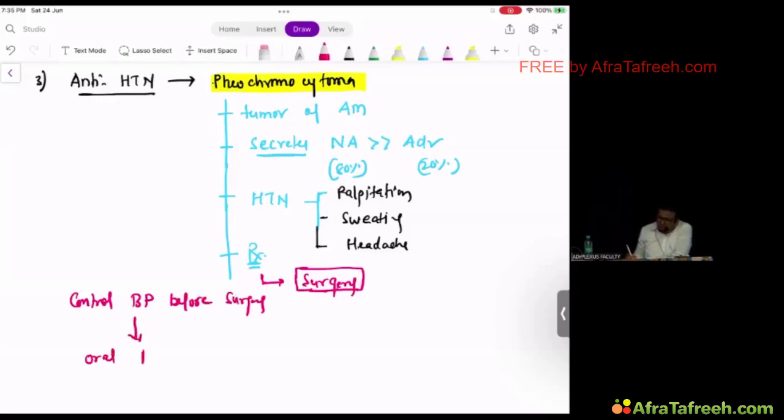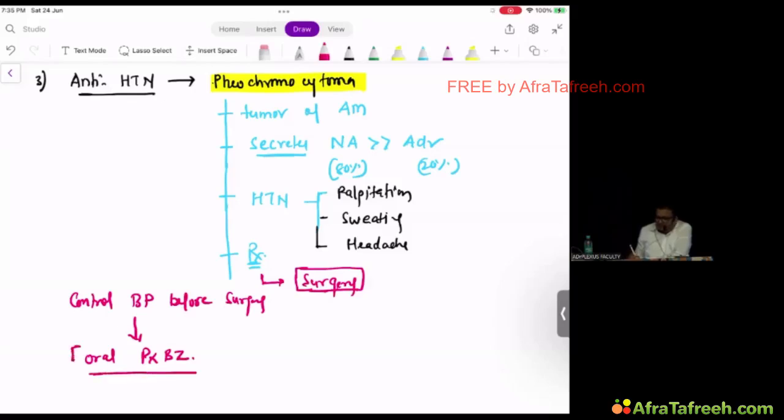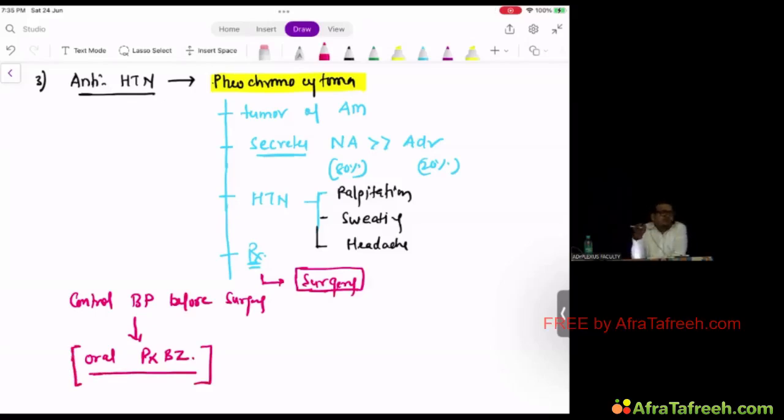Oral phenoxybenzamine. It will be given prior to surgery, a week or two prior to surgery, to control BP. That is the use of phenoxybenzamine in pheochromocytoma. One week before surgery, you will put the patient on phenoxybenzamine. The alpha blocker dilates vessels and brings BP under control. So the use of phenoxybenzamine, is it clear?